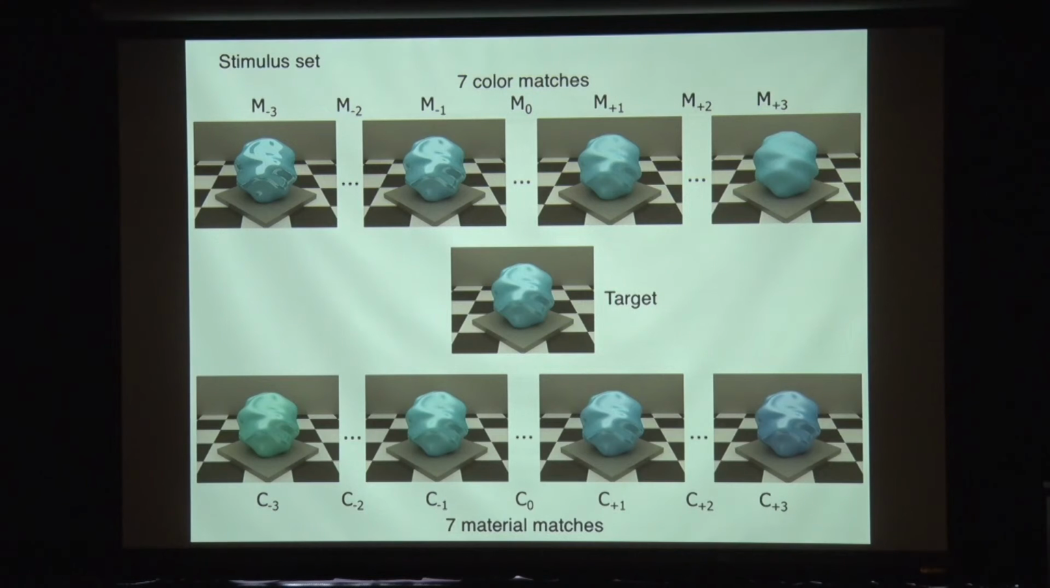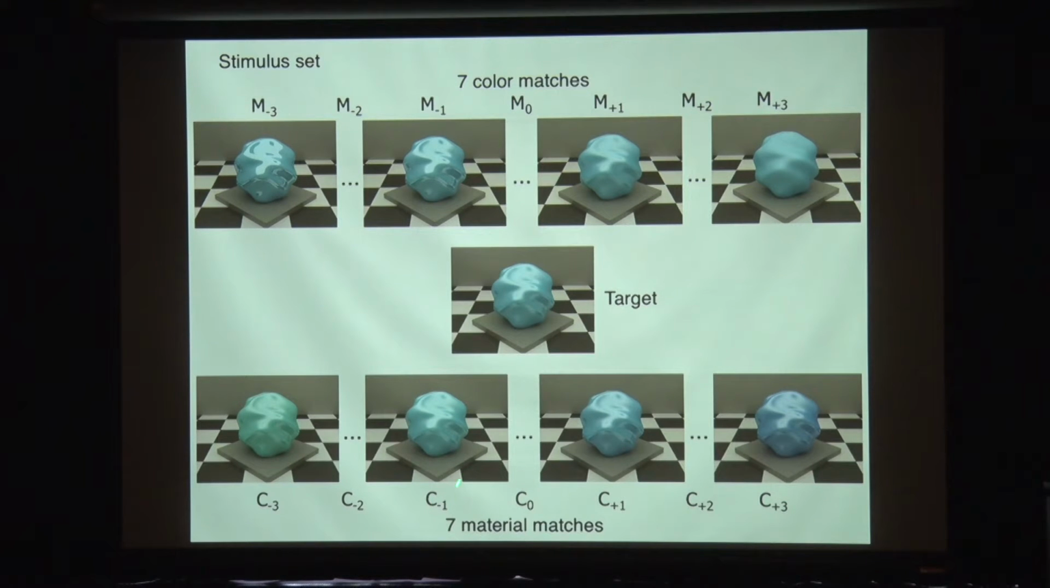So this slide illustrates the basic full stimulus set. And as I say in these experiments, we just stuck with one target. And we had 7 color matches, and we denote them by a kind of nominal change in material, which is a change in the specular highlight. And we go from matte to fairly glossy. There was an M0, which is the same material, actually the same stimulus as the target, and then we could step in the glossy direction or in the matte direction. We had 7 levels, of which I'm showing 4 of them here.